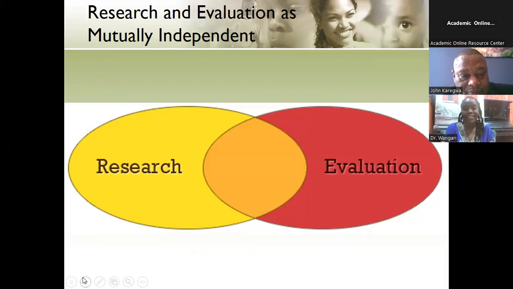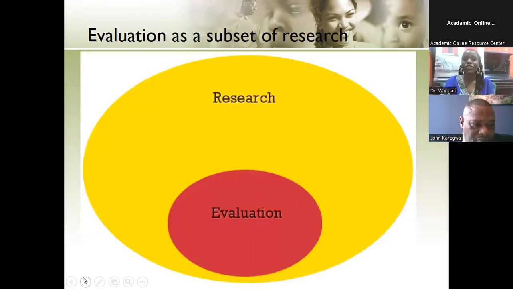So is research and evaluation mutually independent? According to this diagram, yes, it is. So it seems like there are some commonalities, but there are some distinctions too. As you can see on the right, evaluation can exist on its own, and on the left, research can exist on its own. But in the middle, there are some places where it actually meets.